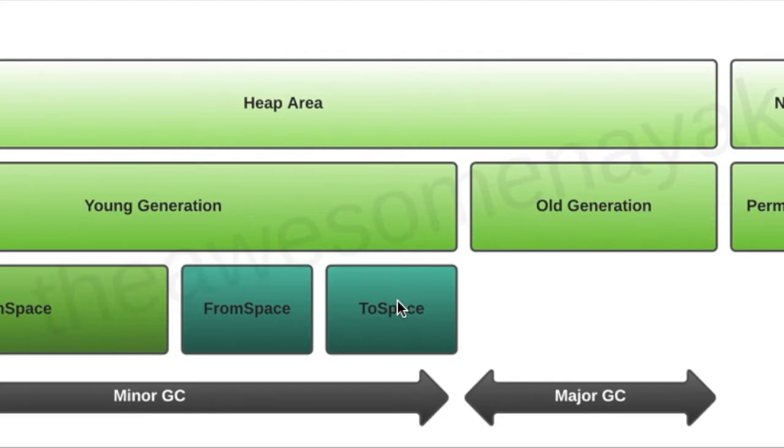But now let's say this to space is full because we have moved objects from eden space to from space to to space. This to space is full. My from space is also now full and eden space is also full. So what will I do? I will just delete from to space? No. Now major GC will execute.